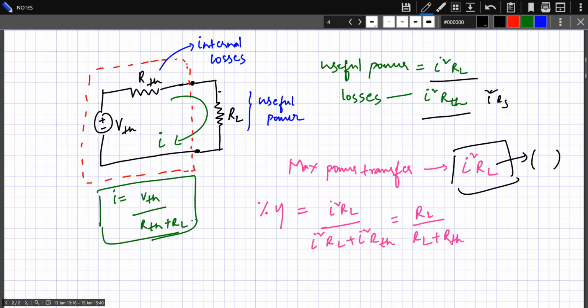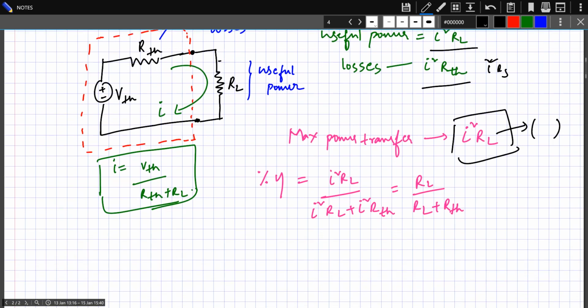Okay, and if we calculate the efficiency, we know efficiency is given by output power upon output power plus losses. The output power is I squared RL, the losses are I squared RS, and simplifying this, we get this expression. Now this expression actually tells us something more about the circuit.